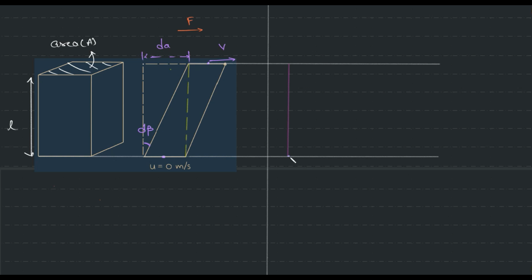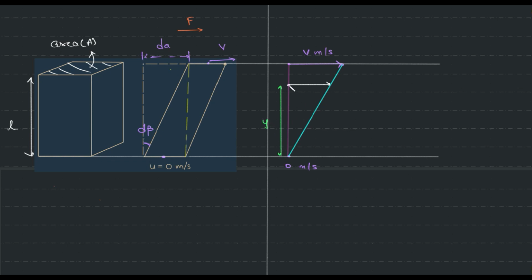If we draw the velocity profile, I hope you remember velocity profile. This is 0 meter per second. The top one is v meter per second. Then if I join this and draw a line parallel to this vector, I'll be able to figure out the velocity of a particle, say at a height of y.